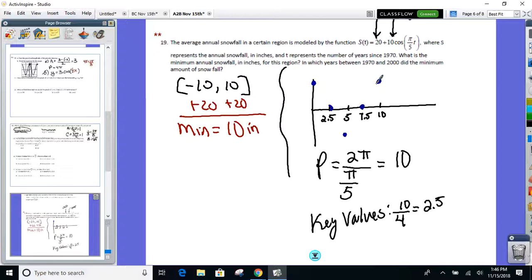Okay, so where's the first year it hits its minimum? Now you got a 5 there. What's that 5? That's not year 5. It's the years after 1970. So what's the first year it hits its minimum? 1975. How do you know?